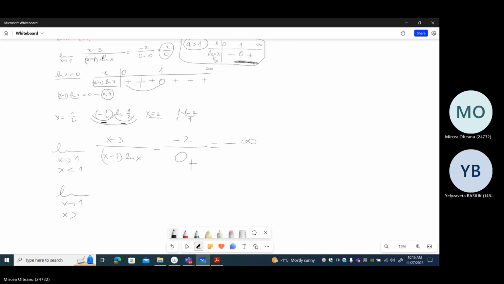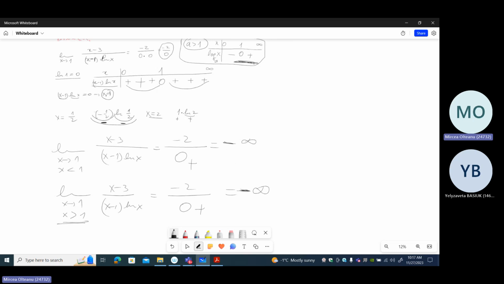the limit from the right, it is minus 2 over 0, and now we go to the table of sign for the denominator. At the right of 1, it is plus. So it is the same value, minus infinity.